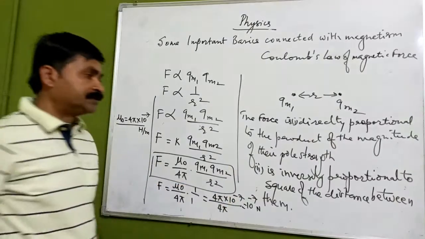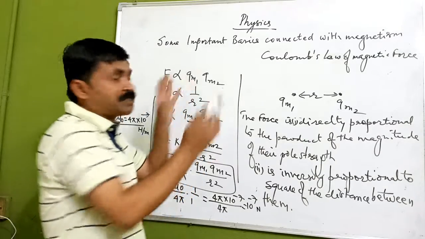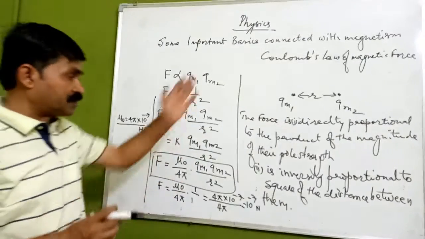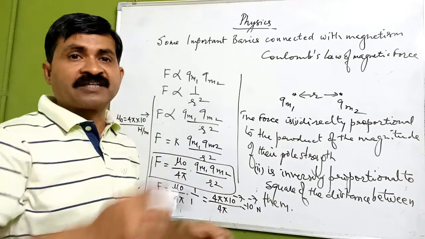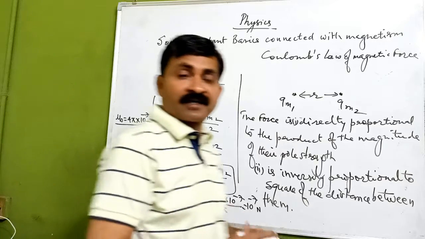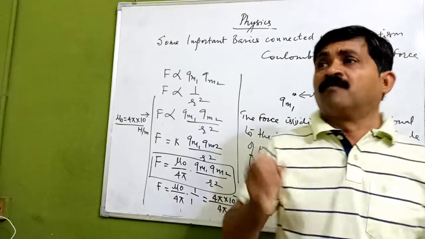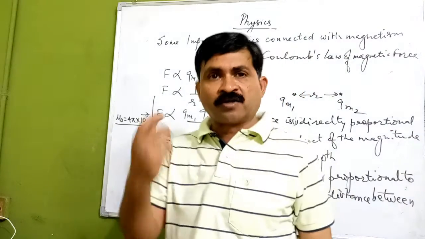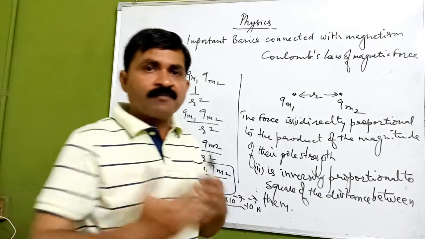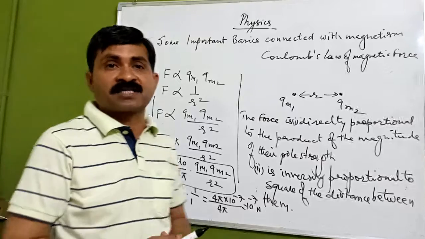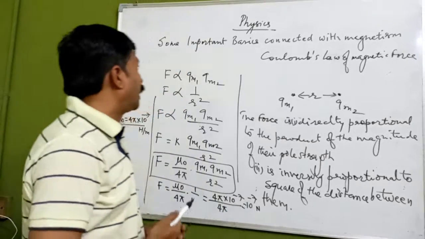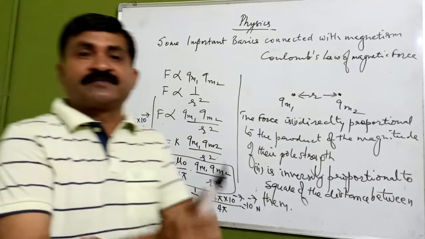So we have some basics, and these basics we will be using for understanding the magnetic effect of electric current. We need to know what a magnet is first, and then we can move further. That's why we need to know these basics which are connected with magnetism.